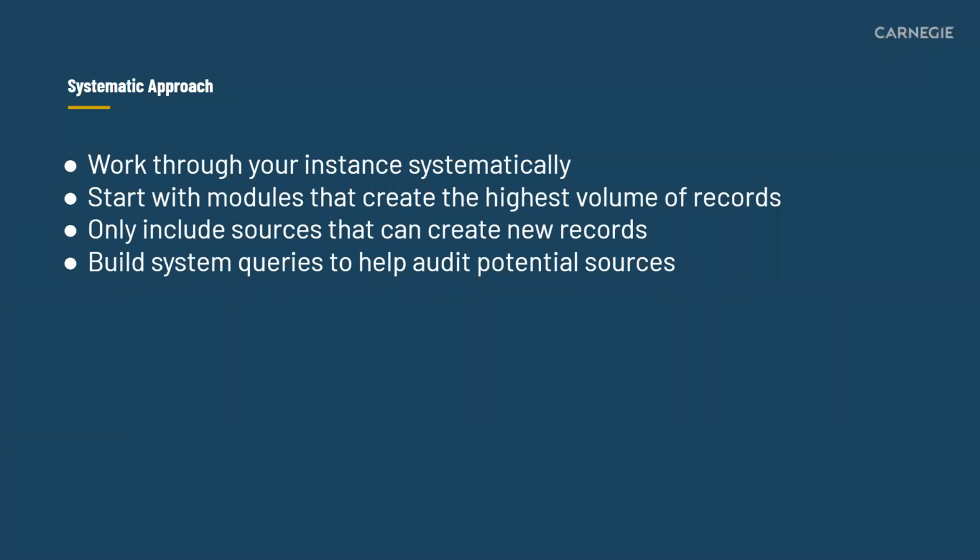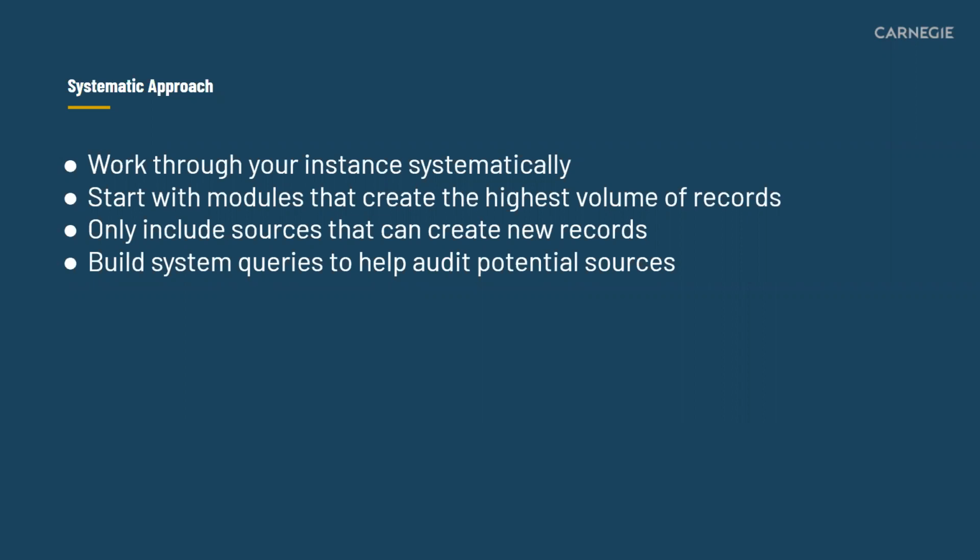Start with the modules that create the highest volume of student records, like source formats. Some of those source formats you're bringing in are bringing in hundreds, thousands, maybe tens of thousands of records. So you can get those origin sources for vast numbers of students by setting those up first. Remember to only include items that are options for new records in the initial source group.